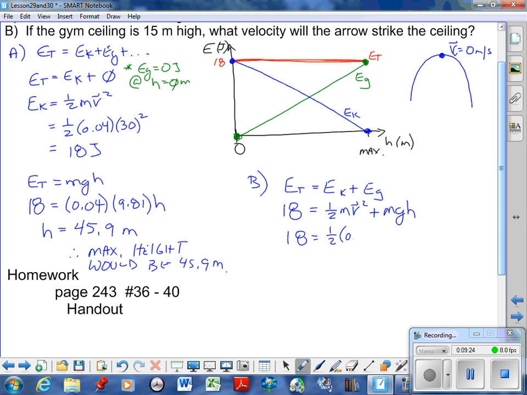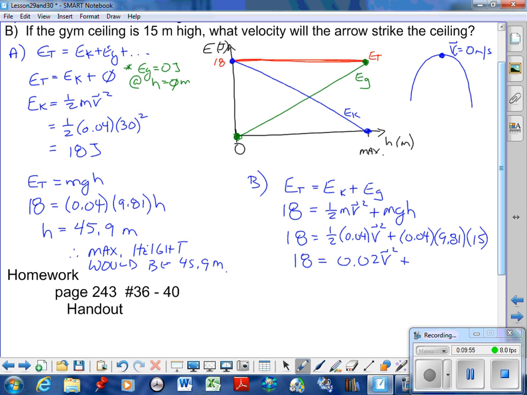So I know the mass, 0.04. I'm looking for velocity, so that's all right. 0.04 again for mass, 9.81. And we're looking at the height of the ceiling, it's 15 meters. So what is the impact velocity? How hard or what velocity will the arrow strike the ceiling here? So doing a little bit of math, we got 0.5 times 0.04, so 0.02 v squared, plus the 0.04 times 9.81 times 15. We get, let's call it 5.9.